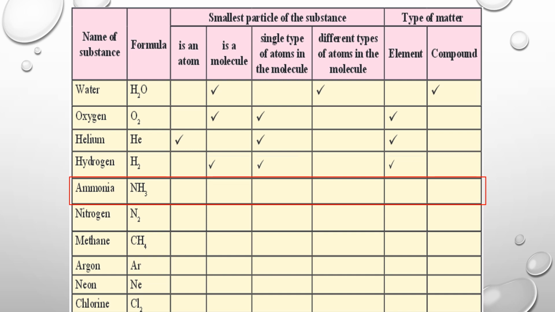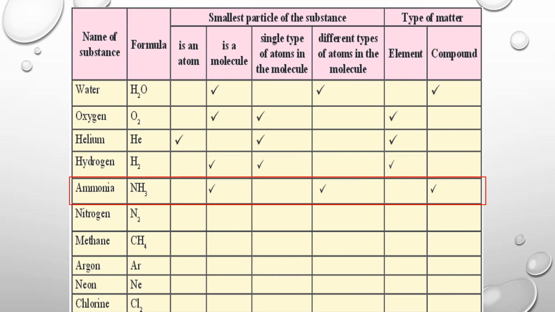Obviously there is a number and there is more than one capital letter, so this is a molecule. Single type of atom or different type of atom, we have N also and we have H also. We have two different capital letters. So we know ammonia is a substance that is made up of nitrogen also and hydrogen also. So this becomes different type of atom in the molecule, and because this is different type of atom in the molecule, this is a compound. Okay, I hope this is clear.